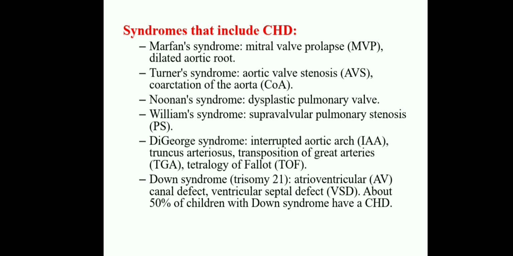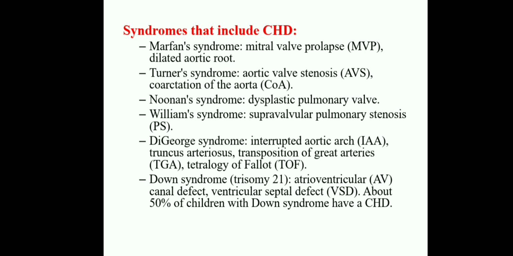that is, pulmonary stenosis appears. Okay, this is a cyanotic heart disease. So the child is suffering with this. And next one is DiGeorge syndrome. Because the child suffers with DiGeorge syndrome, the congenital heart diseases are IAA, meaning interrupted aortic arch, and then truncus arteriosus and transposition of great arteries also are there, and then tetralogy of Fallot. These are the conditions most commonly seen in the child with DiGeorge syndrome.